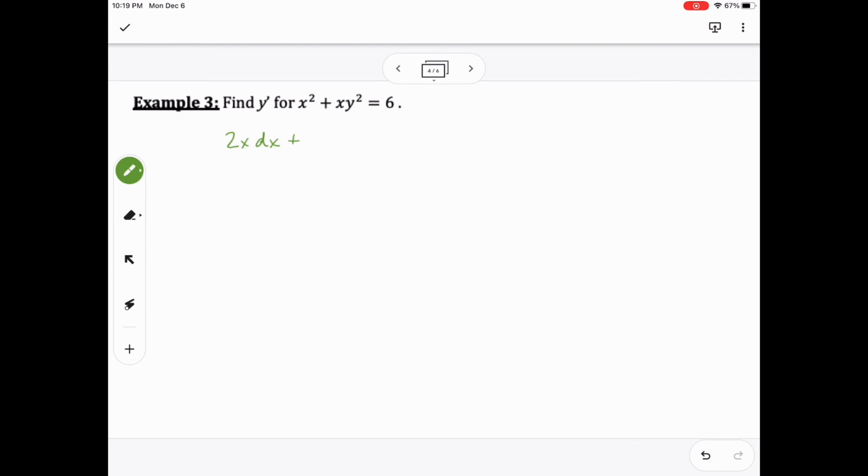Okay, example 3, very similar. Don't get thrown off by the y prime. It's still asking for the same thing, just the derivative. And so I'm using the same ideas.